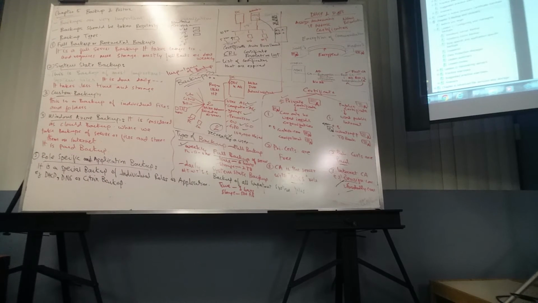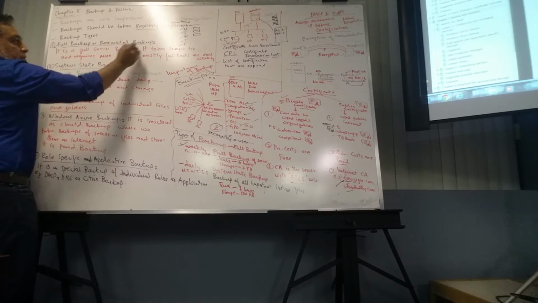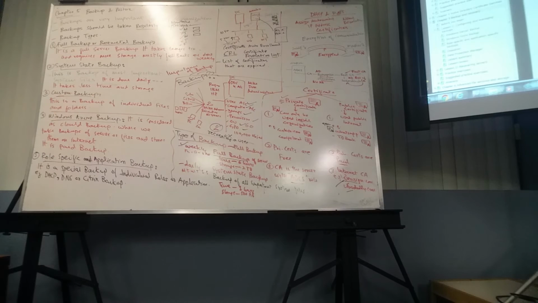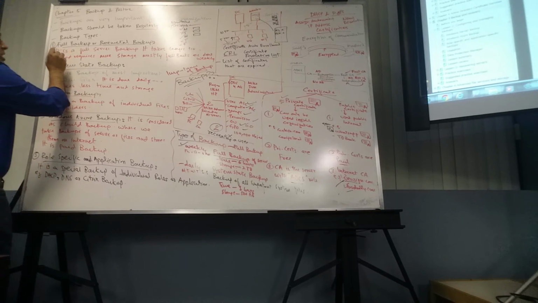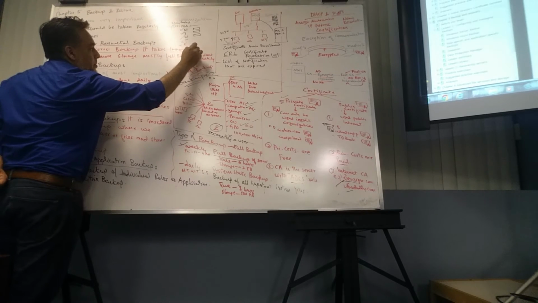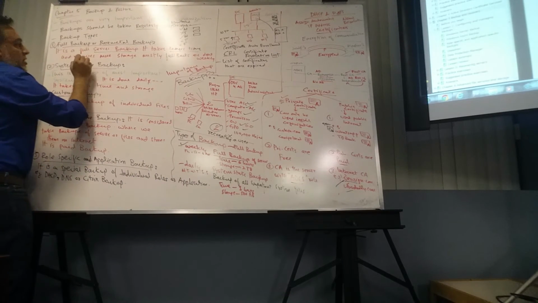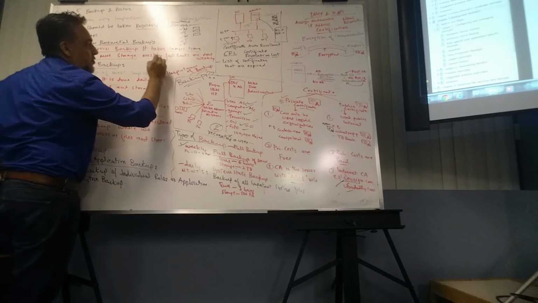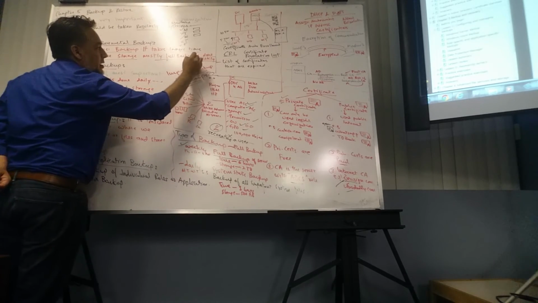So there are many types of backup, but among them, number one is full backup. Full backup, just like the name, it is a full backup of a server. Full backup is also known as a bare metal backup. So it is a full backup of a server. It takes longer time, and it requires more storage. Mostly full backups are done weekly.